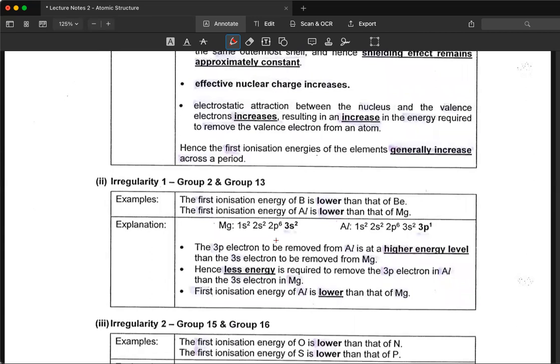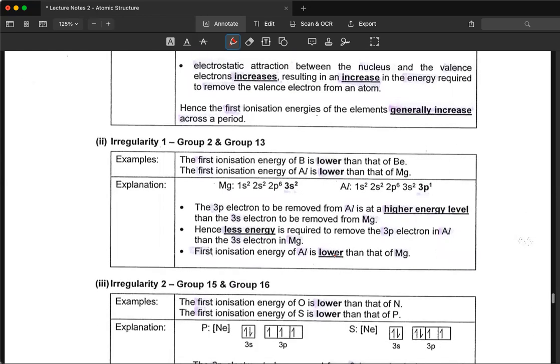For aluminium, the 3p electron to be removed from aluminium is of a higher energy level than the 3s electron to be removed from magnesium. So less energy is required to remove the 3p electron in aluminium than the 3s electron in magnesium. So I repeat, the 3p electron is of a higher energy level. So why is the IE of aluminium lower? Because it takes less energy to remove the 3p electron of a higher energy level, easier to remove. So the IE of aluminium happens to be lower.